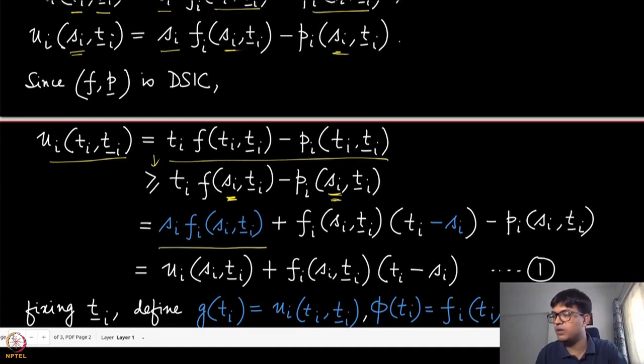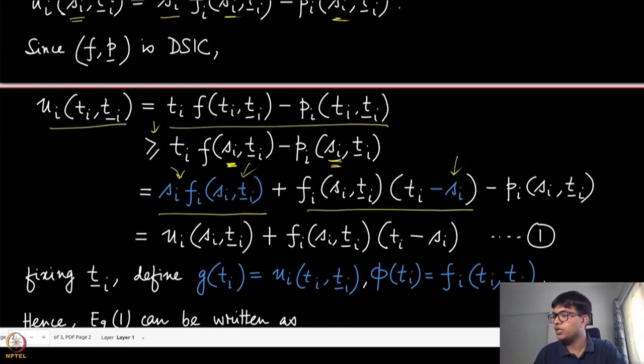So this we will add as well as subtract, and we rearrange these terms in a certain way such that we have one quantity which is here. The other quantity is fi(si, t minus i) multiplied with ti minus si. So you can see that these terms will actually cancel out. But we want to write it in this specific form, because now we know that if we collect together these two terms, this is nothing but the utility of the same agent when its true type is si.